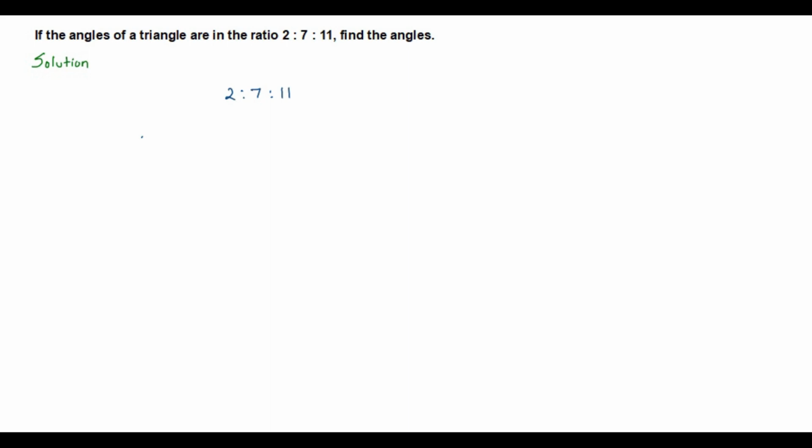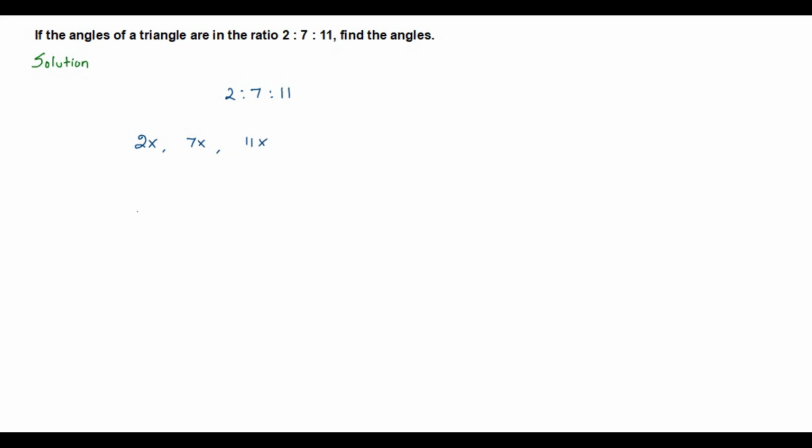I do not know by what number I should multiply all these three terms. So I am going to multiply each term by x to get the first angle, second angle and third angle. So the first angle of the triangle will be 2x, the second angle will be 7x, and the third angle will be 11x.